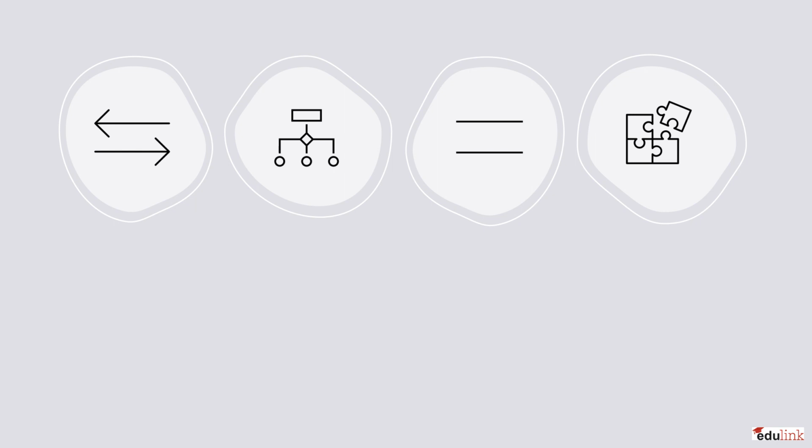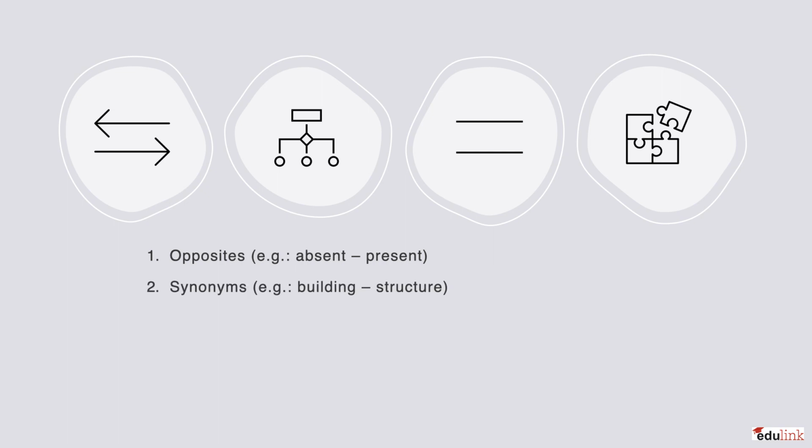The number one type we will talk about are opposites. For example, absent versus present. The second type are synonyms. For example, building and structure. These words mean the same thing, and in most cases, they are interchangeable. Number 3, umbrella and subterms. For example, German as a subterm for language as an umbrella term.